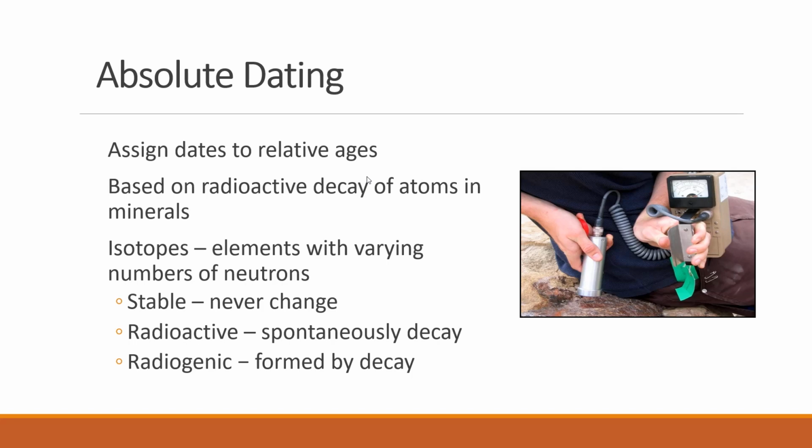For example, carbon-12 is the regular carbon, because all carbon has 6 protons. The regular, normal carbon will have 6 neutrons as well. But we can also have carbon-14, which has 2 extra neutrons. Isotopes can be stable, where they don't change. Carbon-13, for example, is stable, as is carbon-12. Carbon-14 is not stable. They can be radioactive. Radioactive isotopes spontaneously decay, so they disappear. Carbon-14 is radioactive. Or they can be radiogenic. Radiogenic isotopes are the isotopes that are formed by decay. So they're the things that the radioactive isotopes become.